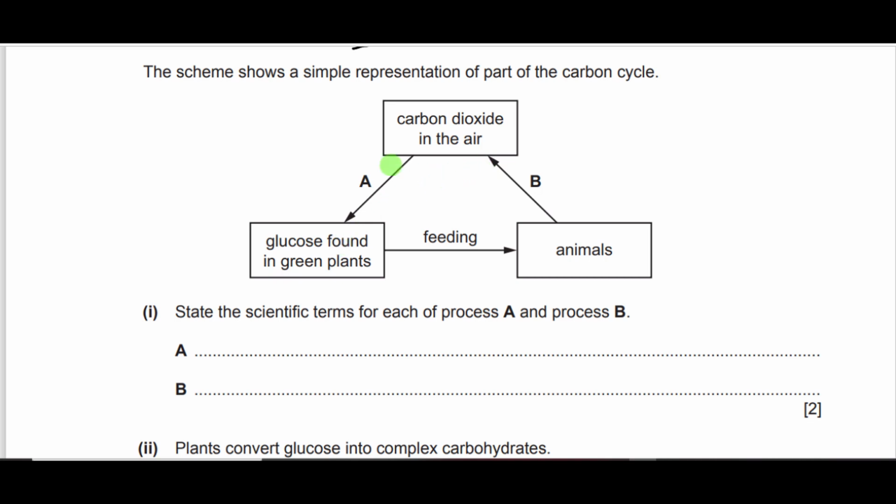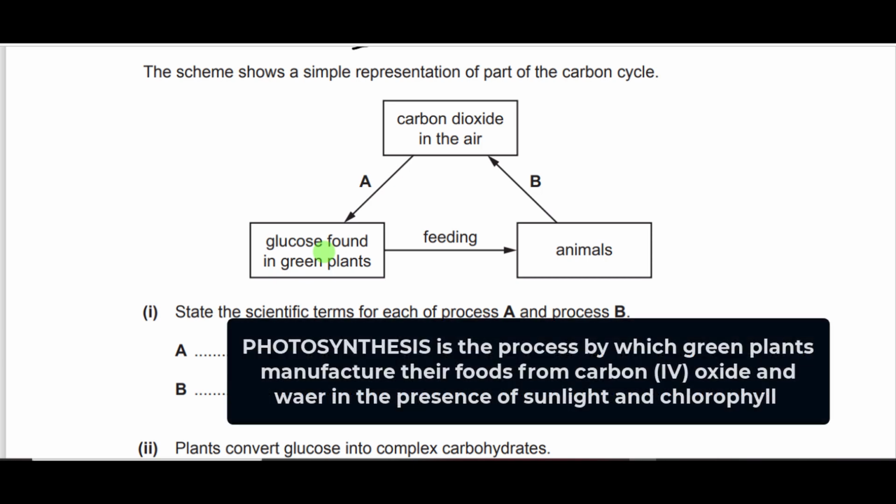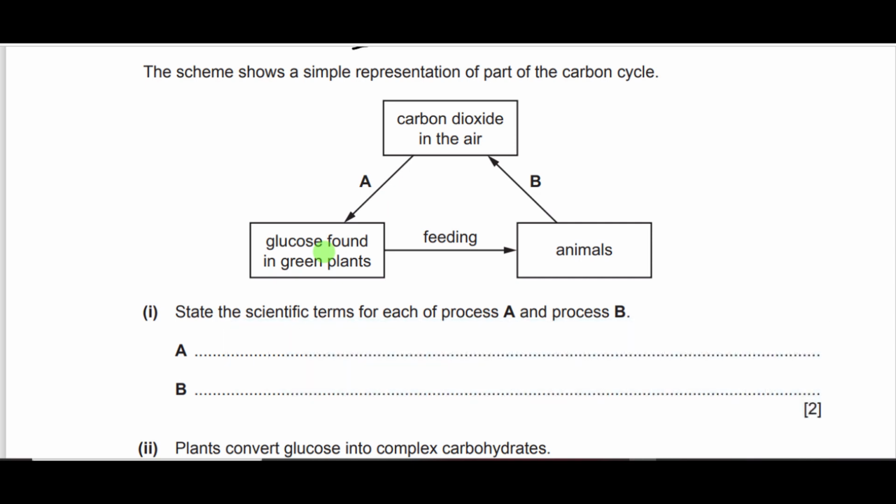What does this mean? It means that plants use up carbon dioxide in the air to produce what? Glucose. Can you see? That's what this representation means. And what is that process called? The process by which green plants use up carbon dioxide in the air and water in the presence of sunlight to make their food is known as photosynthesis. So let's write here: this process is photosynthesis. Fine, we'll come back to it.